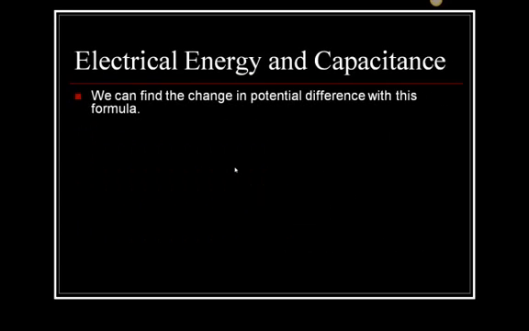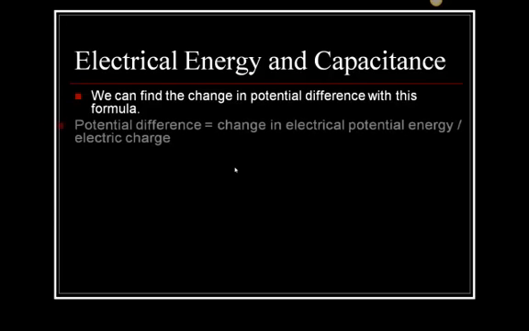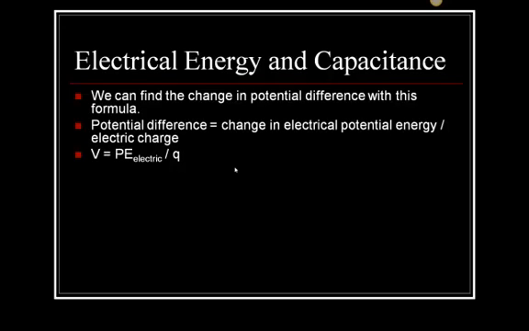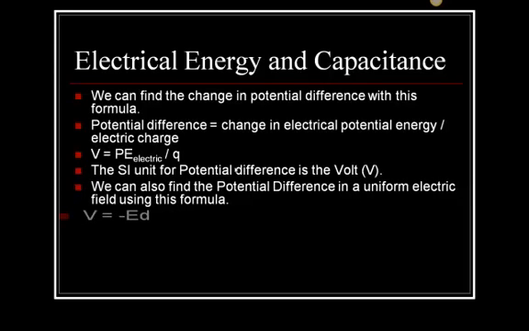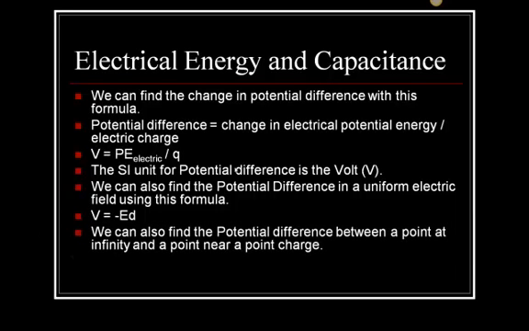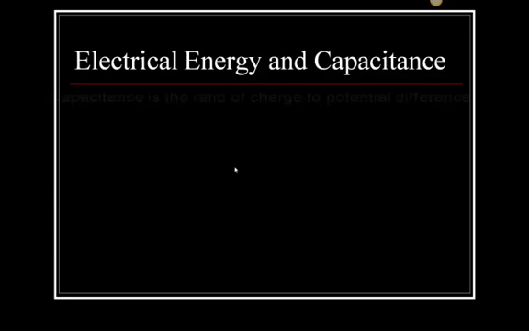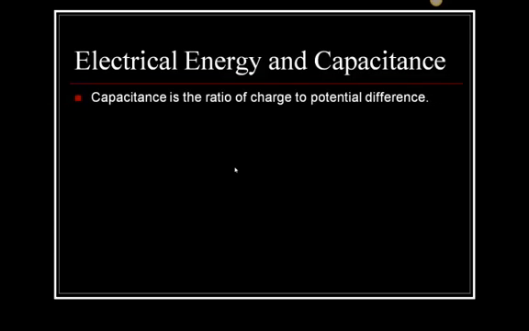We can find the change in potential energy with this formula. The V, your potential difference, equals the electric potential energy divided by the charge. Most of the time we're going to be talking about electrons and protons, but sometimes we're going to take different types of charges. The SI unit for potential difference is the volt. That's your voltage. We have another formula that the potential difference is equal to negative the electric field times distance. One more: potential difference equals our k constant times our charge divided by the distance. Again, I wouldn't worry about writing all the formulas down right here. Wait until we do the problems, because we're not going to work with all of them.